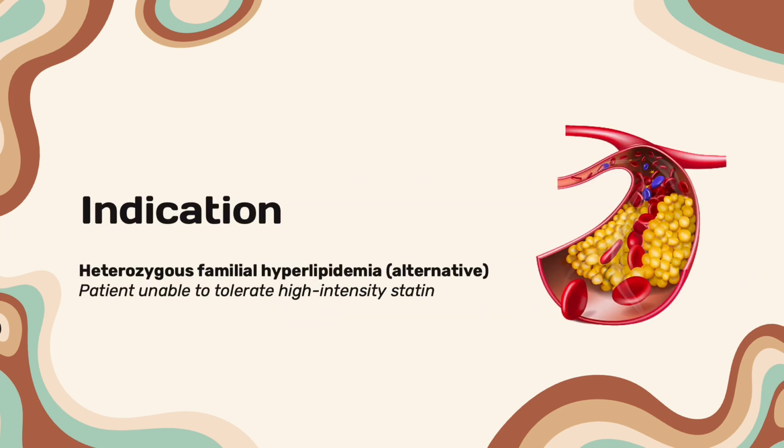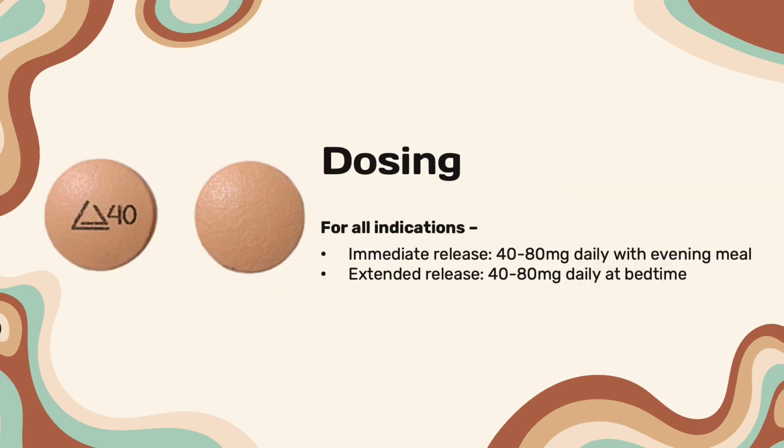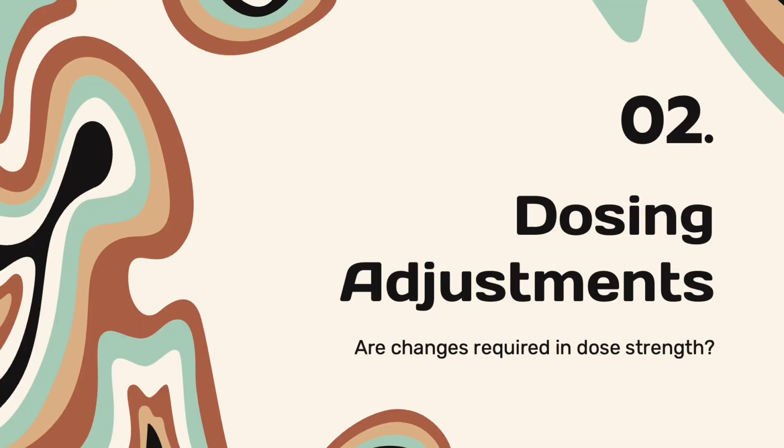The second indication, also used as an alternative medication, is in heterozygous familial hyperlipidemia in patients unable to tolerate high-intensity statin. For all indications, either IR or ER formulation, the dose is 40 to 80 milligrams daily. However, in the IR formulation, it is taken with an evening meal, and in the ER formulation, it is taken at bedtime. Now moving on to dosing adjustments.